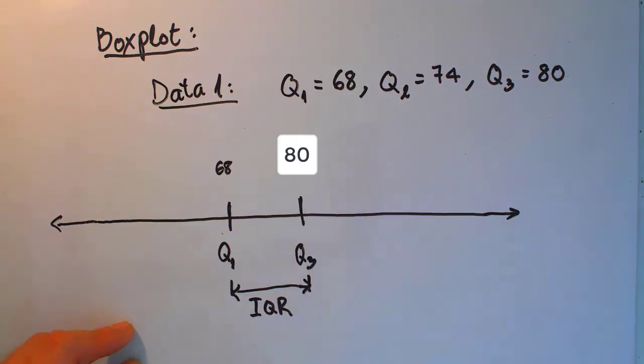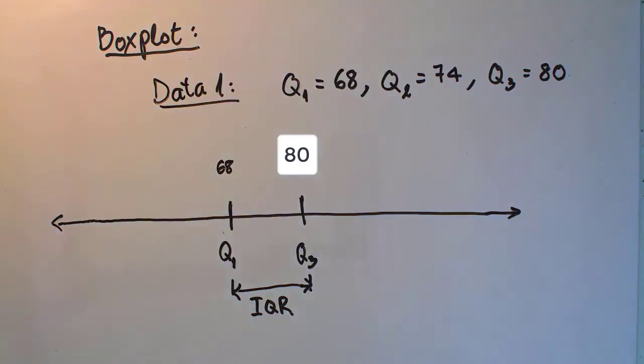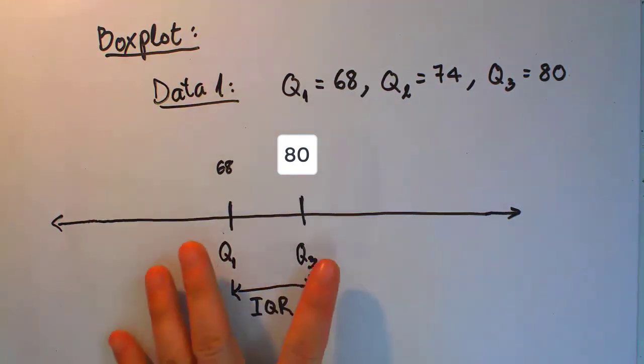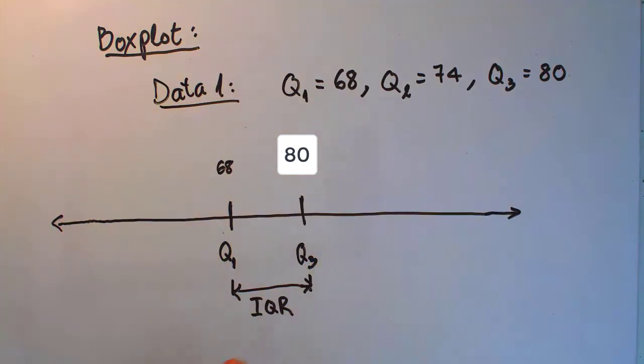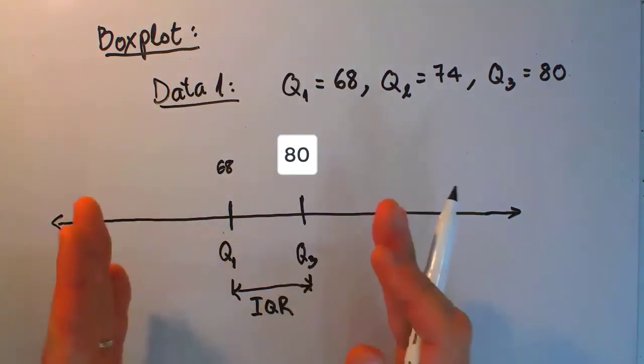But you don't have to find the IQR beforehand. You don't need to find the IQR only to be able to build a box plot. That's my point. That's why when I first put down Q1 and Q3, I'm not too worried about how far apart they are spaced.